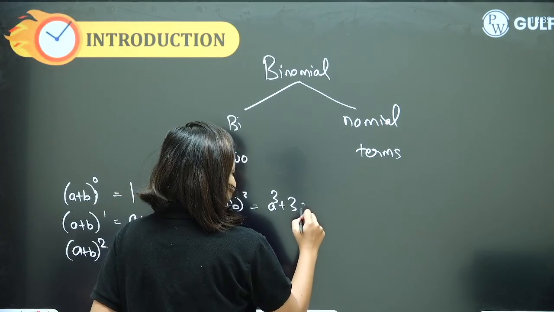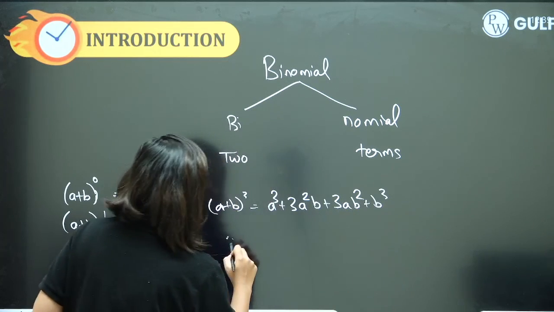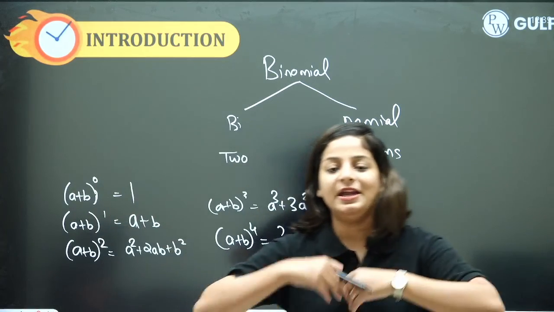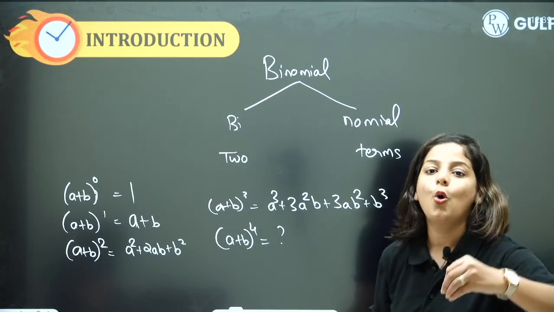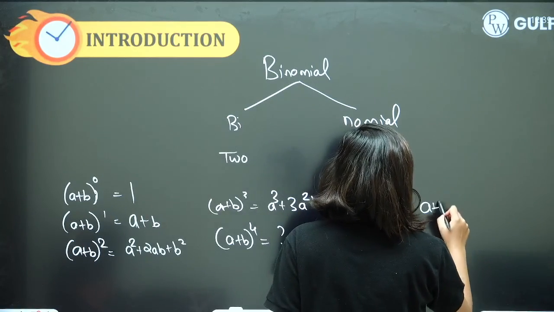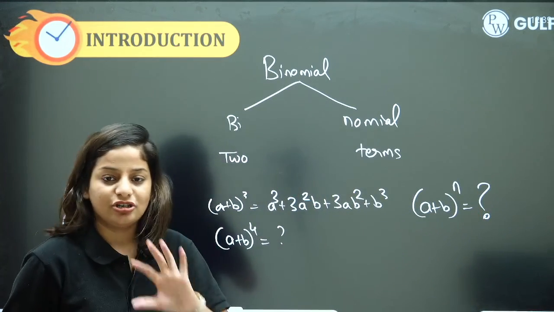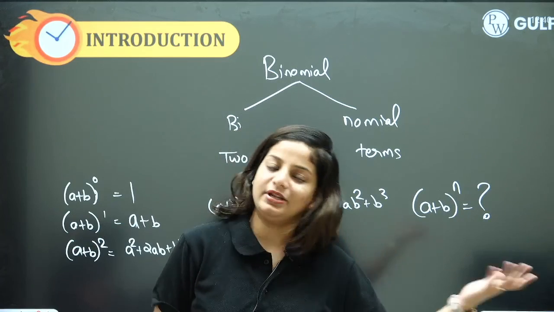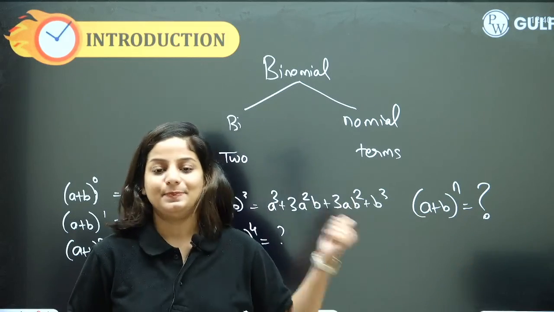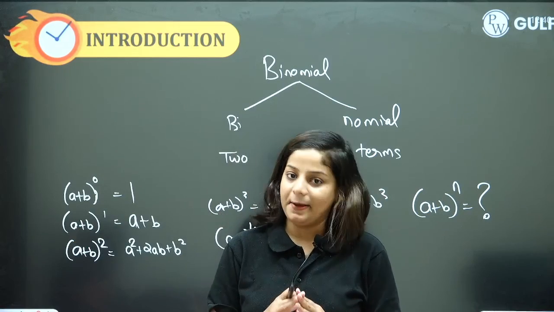Am I right? But what if I ask you about a plus b the whole raised to 4, and a plus b the whole raised to 5, and a plus b the whole raised to 6, and so on and so forth? That is the expansion of two terms, a plus b the whole raised to n. N can be any natural number, or 0 also included. That means n can be any whole number. What is the expansion of this particular term? This is what binomial theorem is all about.